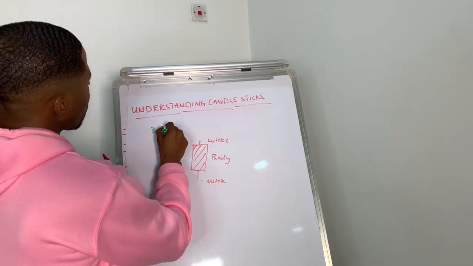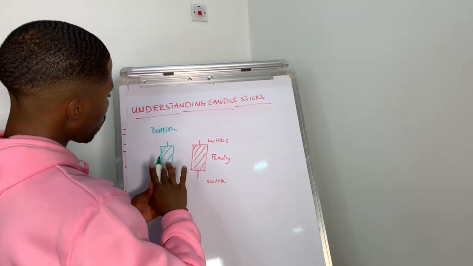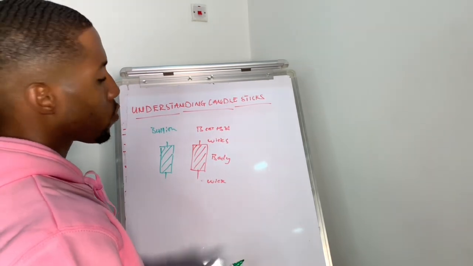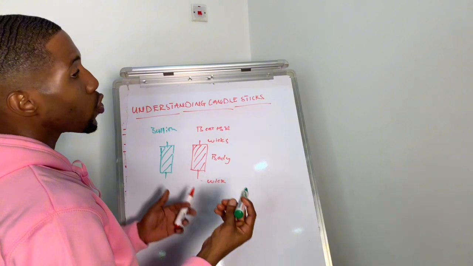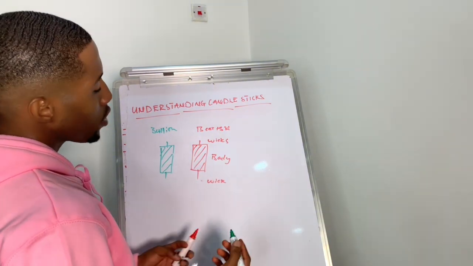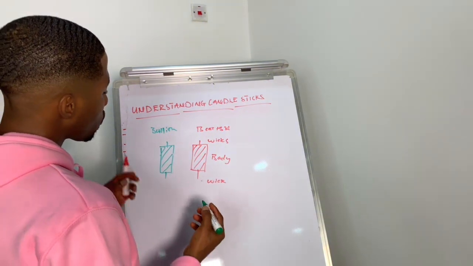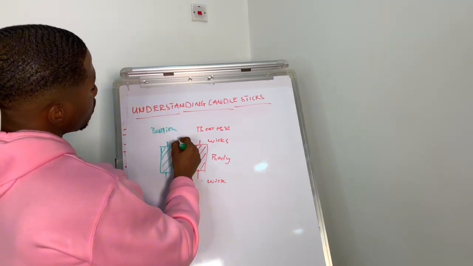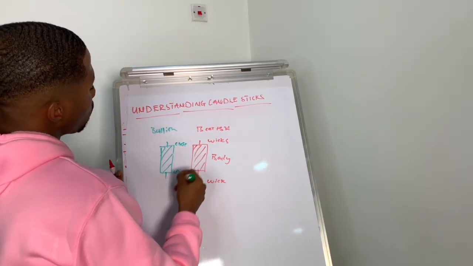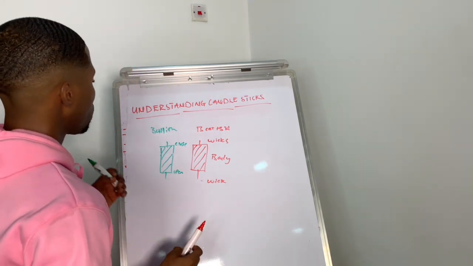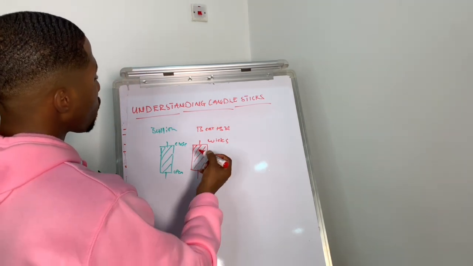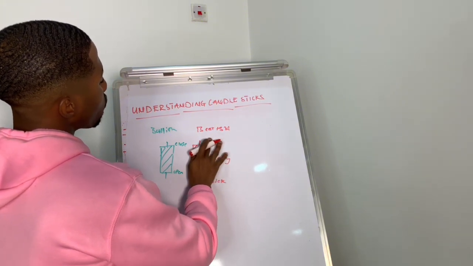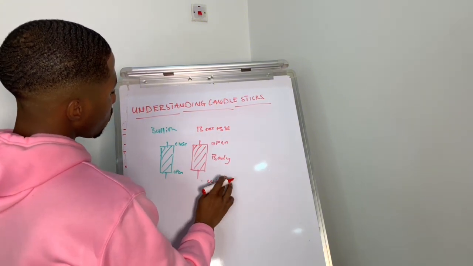A bullish candle, and this is a bearish candle. Now the difference between a bullish candle and a bearish candle is where the opening and the closing is. For a bullish candlestick, the opening is below. The open is here and the closing is above. So the closing is above the opening, or the opening is below the closing. And for a bearish candlestick, the opening is above and the closing is below.